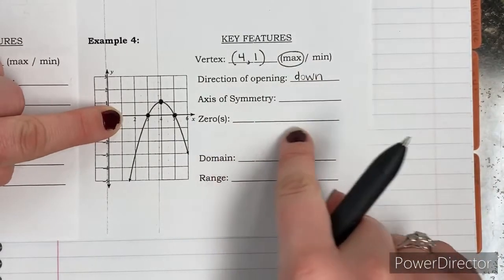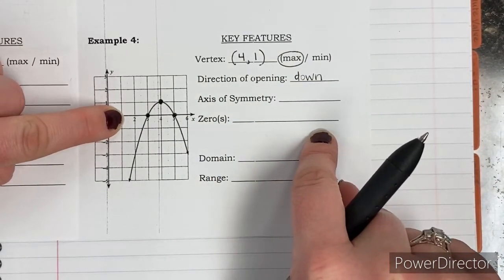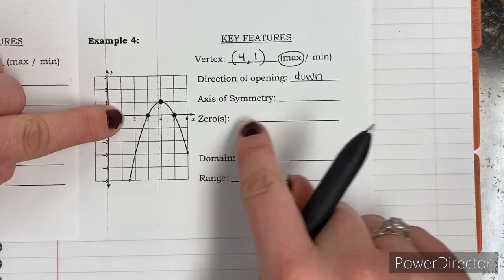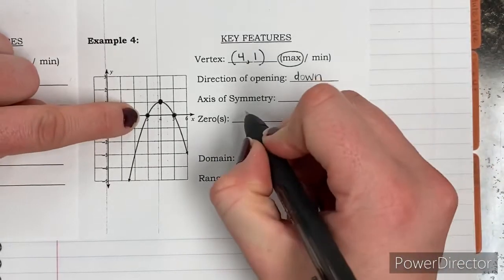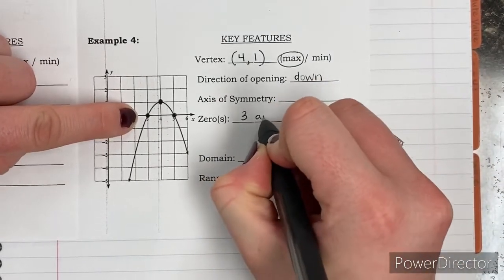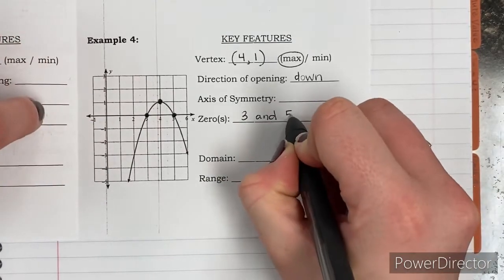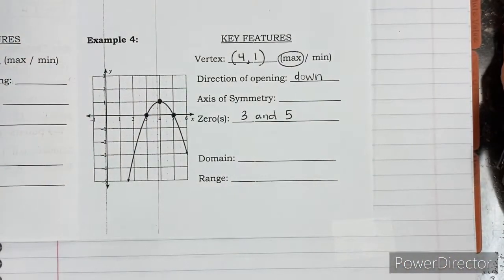When you have a spot over here listed out, it's wanting to know what the zeros are. So you tell me the number at where it happens. So this one is 3 and that one's 5. And there you go. That's all you have to do for zeros.